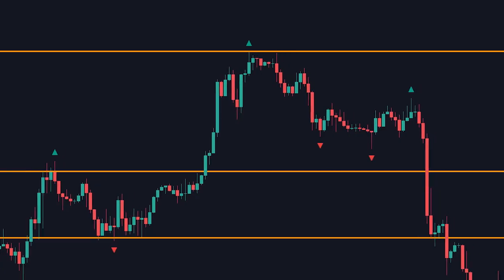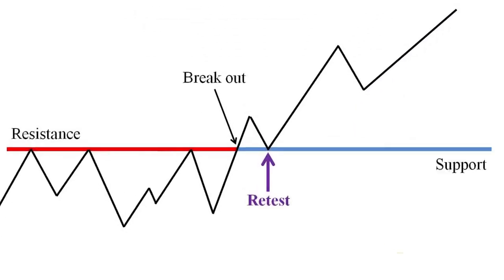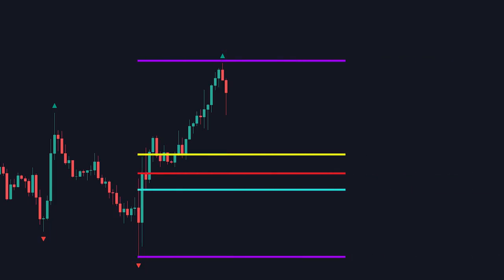What I found works really well is pairing this with support and resistances, specifically retests. Here's what I mean. So here we found a very strong trend. We see our two fractals, we get our Fibonacci tool and mark the high and the low. But if we take a little closer look, something interesting is happening.